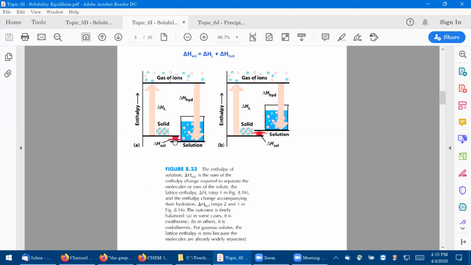For example, here's one where the enthalpy of solution is negative, or exothermic, by a small amount. And here's another one where the enthalpy of solution is positive. Whereas these two values right here are typically very large numbers. In fact, in this case, it's showing the delta H of the lattice to be the same, and the differences between the two delta H's of hydration. Nevertheless, the combination, the delta H of solution, is the difference between these two effects.